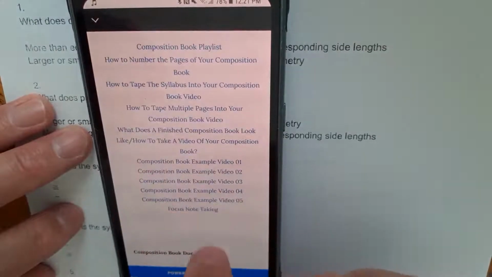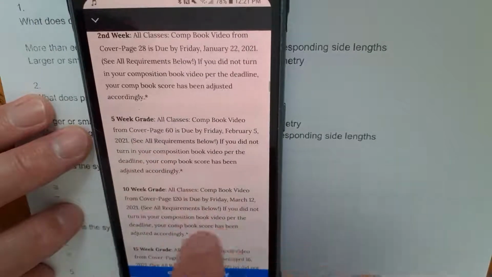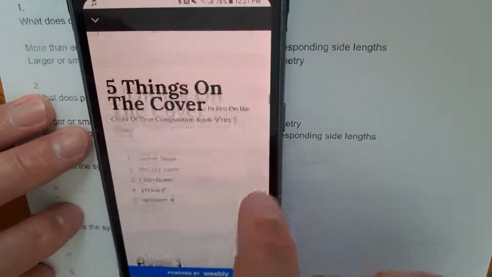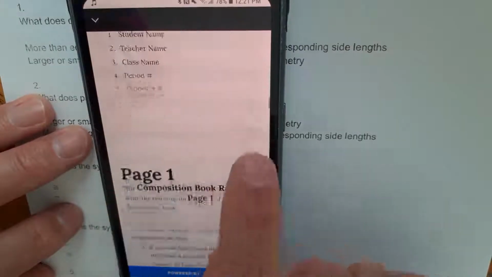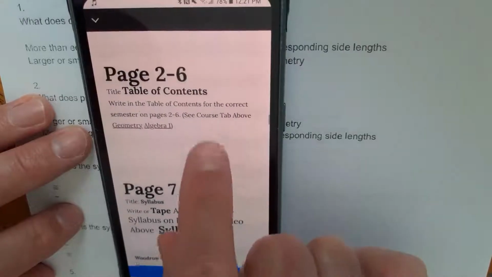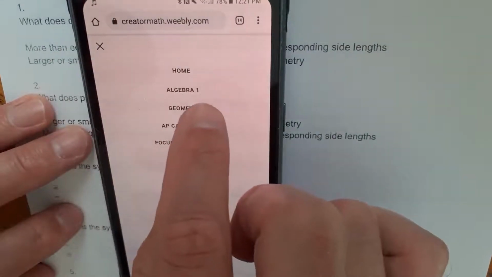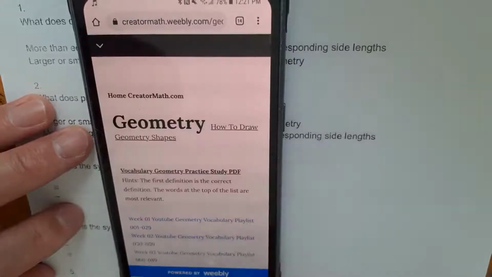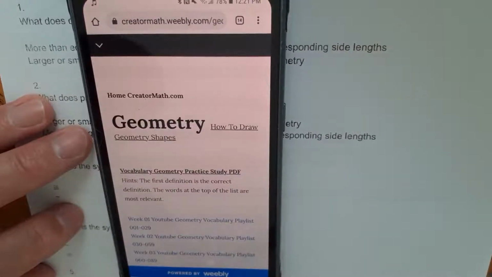Please watch all these videos and follow their directions. Please look at all these turn-in dates and follow them, and put all these things in this place and that place in the comp book, and you should have a 90 to 100 on your composition book, which should be a nice grade booster. And, of course, you need those notes to help you with a lot of these problems.